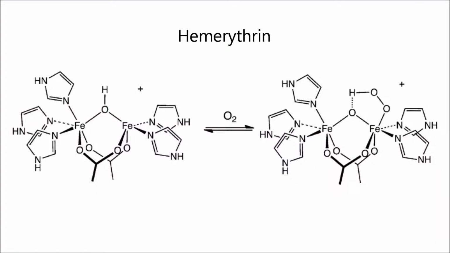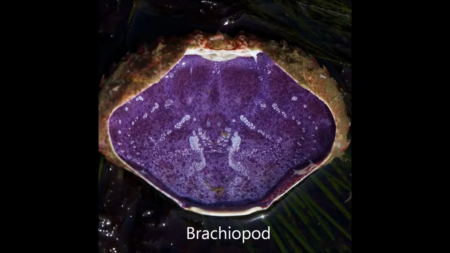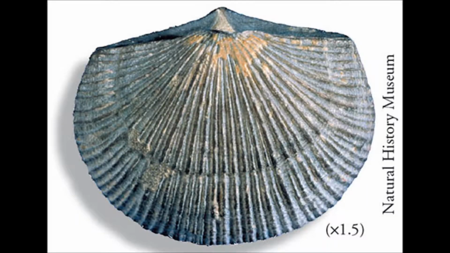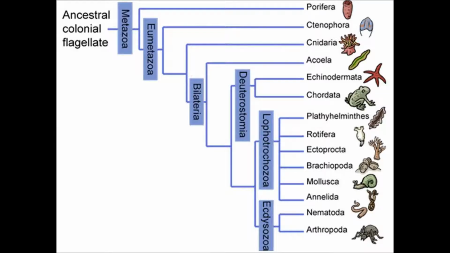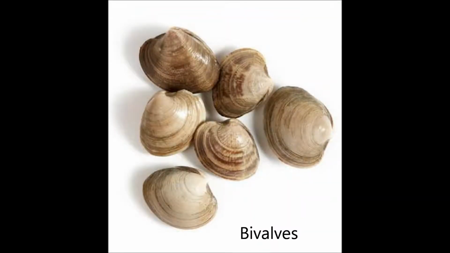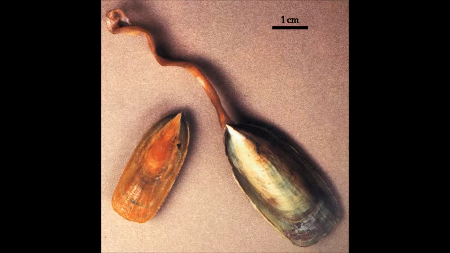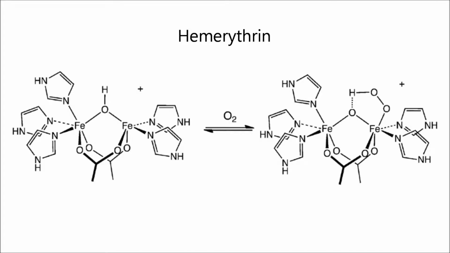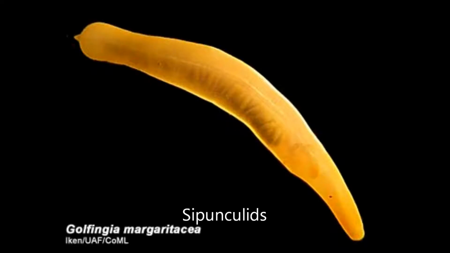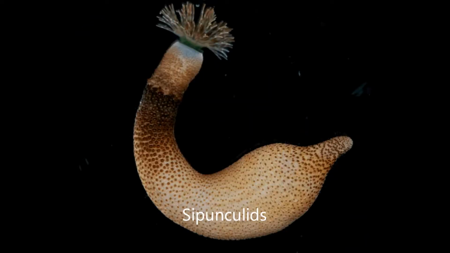So hemerythrin is purple when oxygenated and colourless when deoxygenated. So hemerythrin is found in brachiopods. So these are animals of the phylum Brachiopoda. So brachiopods look like bivalves, except some are attached to the seafloor by fleshy stalks. And hemerythrin is also found in some phyla of marine worms, called sipunculids and priapulids.